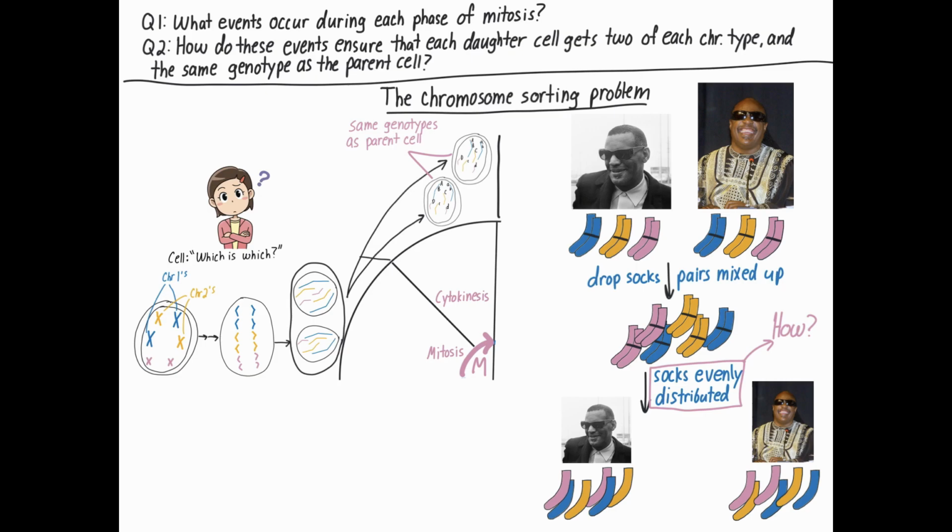The problem faced by the blind men is the same problem faced by the cell. How do you evenly sort pairs of something, pairs of chromosomes in the case of the cell, without being able to see them? The cell and the blind men solve this problem in the same way. First, I'll show you how the cell does it through mitosis, and then you can try to answer the blind man's riddle for yourself. Or I suppose you could cheat and use Google, but where's the fun in that?